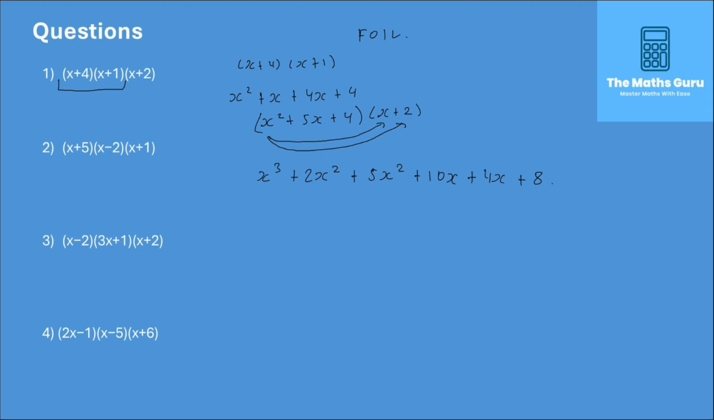Now, we need to simplify this to get it in the final form. So we have x cubed plus 7x squared, that's like terms we've collected, and then we look at our x's, and we do plus 14x plus 8. And now, this is our final answer: x cubed plus 7x squared plus 14x plus 8.